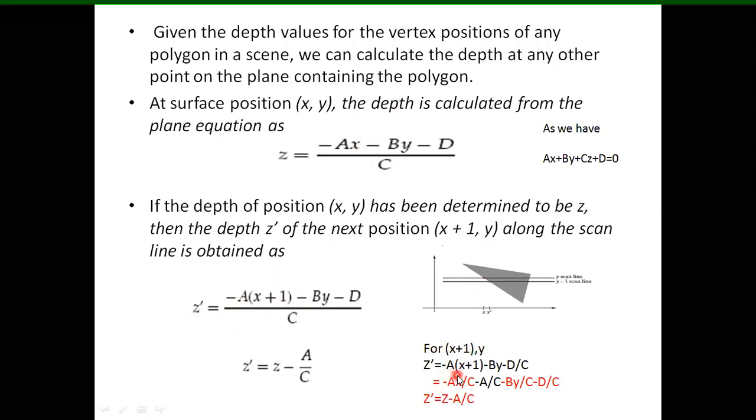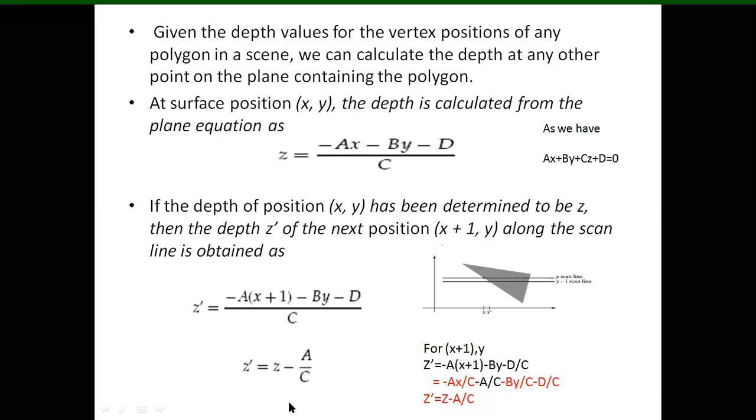My z dash is a of x plus 1 plus minus a of x plus 1 minus by minus d divided by c. That means minus ax plus c minus a by c minus by c minus d by c. Now, if you consider all this red colored one, that is minus ax minus by minus d whole divided by c, that is nothing but z. So I can replace this: z dash is equal to z minus a by c.